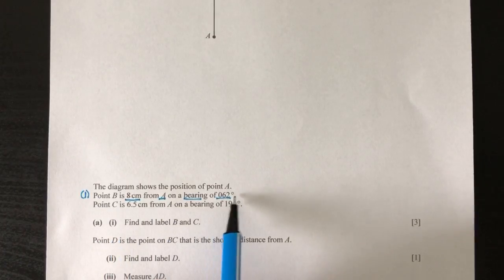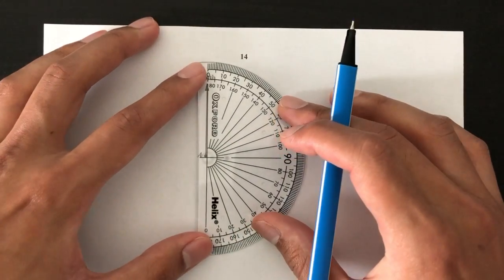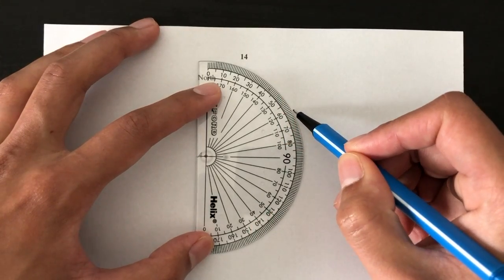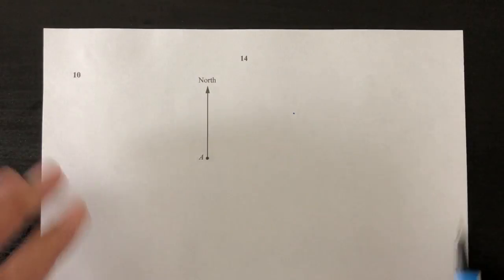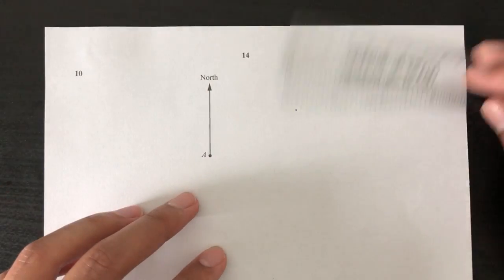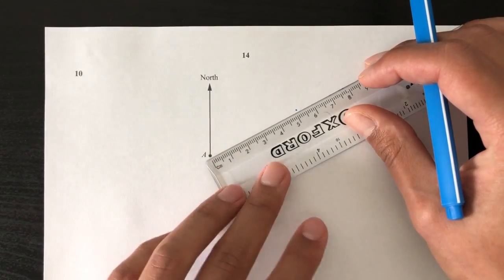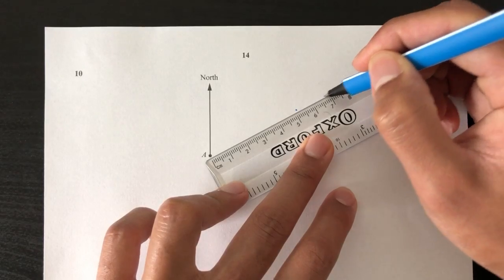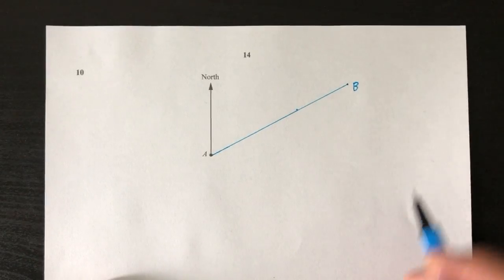It is on a bearing of 62. So we have to use your protractor to measure this angle. A bearing of 62 will be right here. So in that case, you can just draw your line from A to your point. This is your point B, and the length is 8 centimeters. So go to 8. Okay, so that will be your point B. That's the first point.